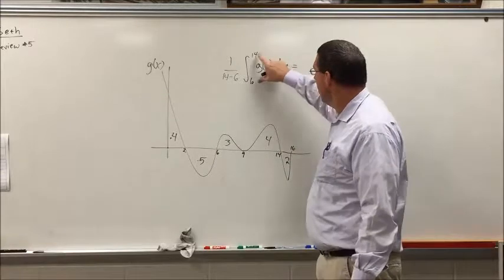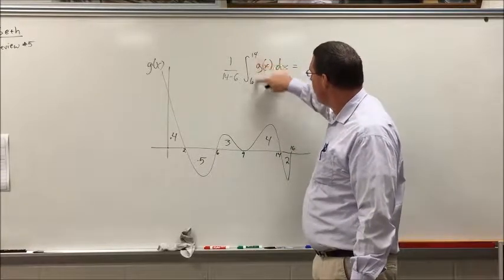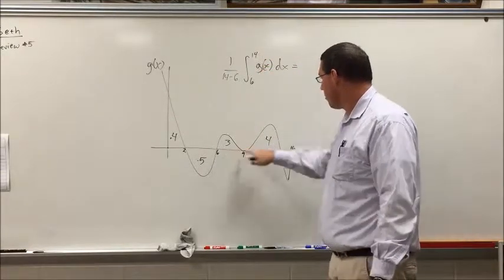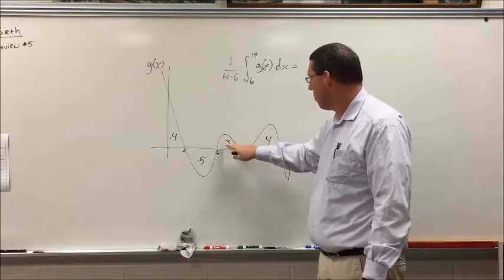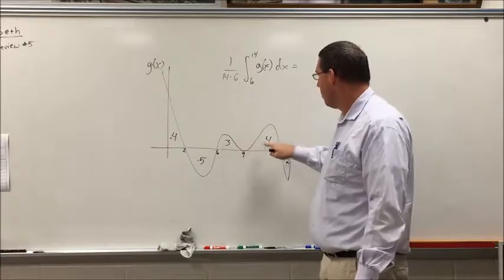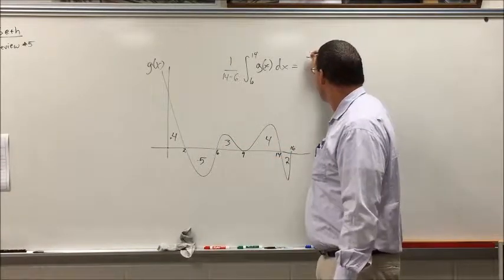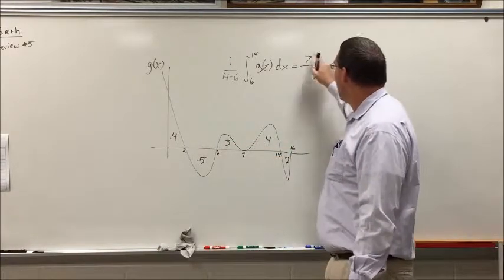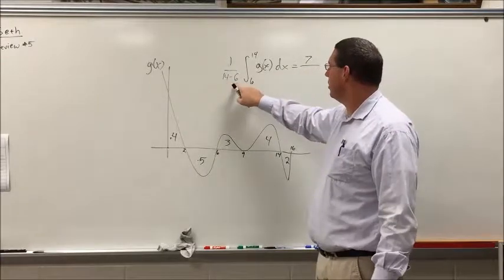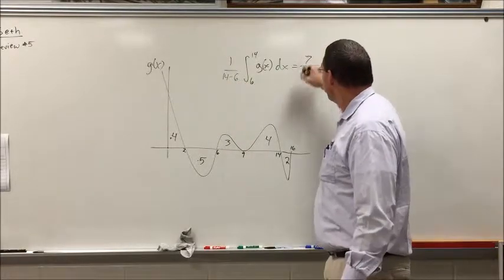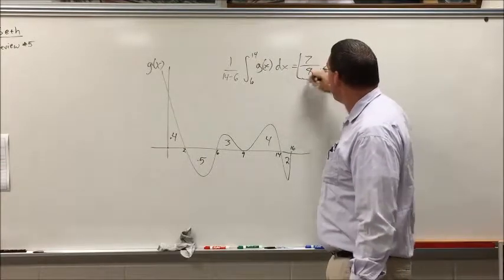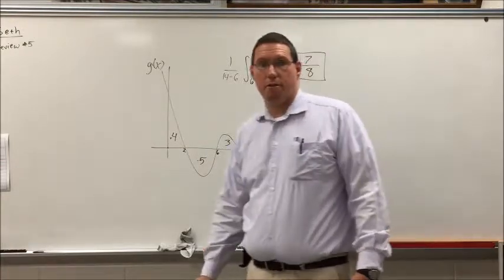So first we would do the definite integral from 6 to 14. Here it's above the x-axis and here it's above the x-axis, so this is positive and this is positive. 3 plus 4 is 7. Then we divide that by 14 minus 6, which is 8. So the definite integral is 7, but the average value is 7/8.